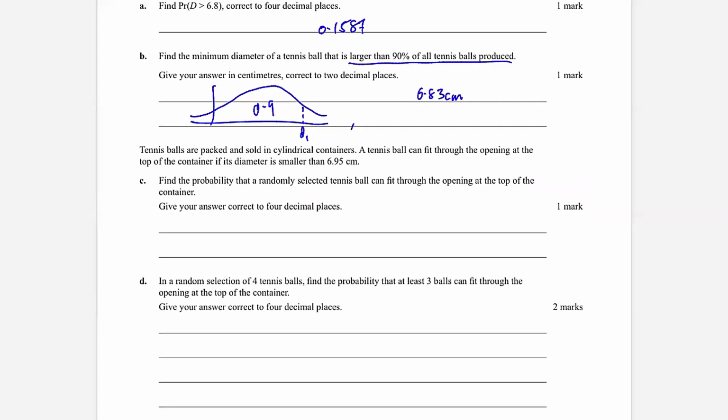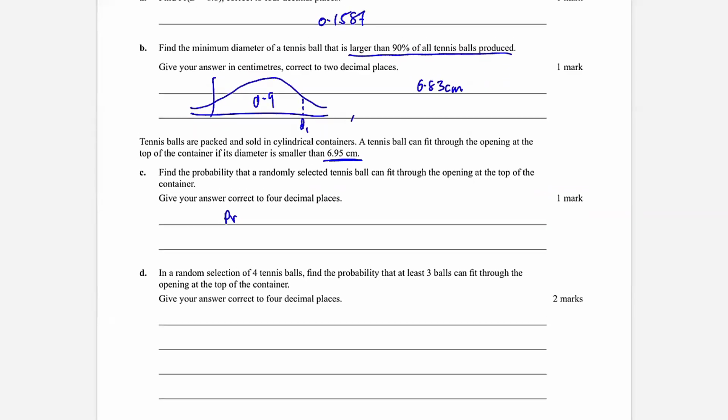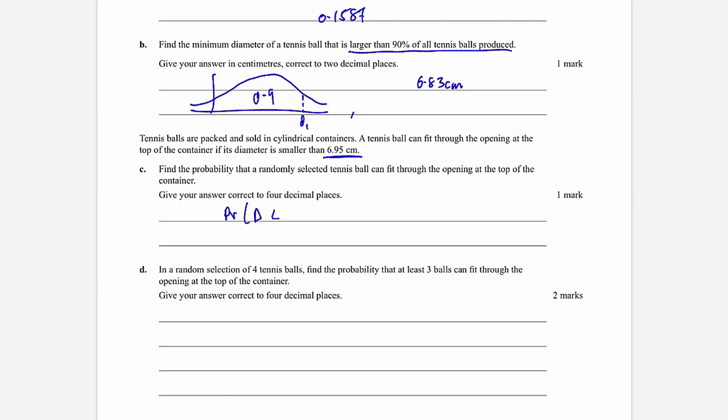So this one is, it fits inside the container if the diameter is less than 6.95. So you put that into your CAS as well.